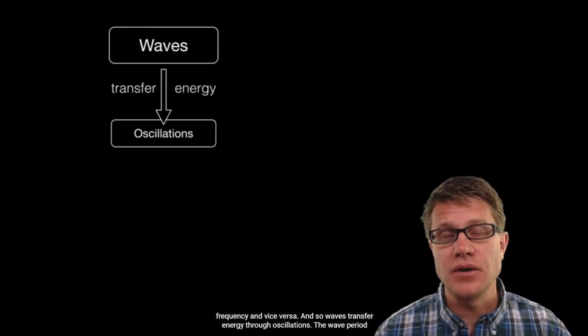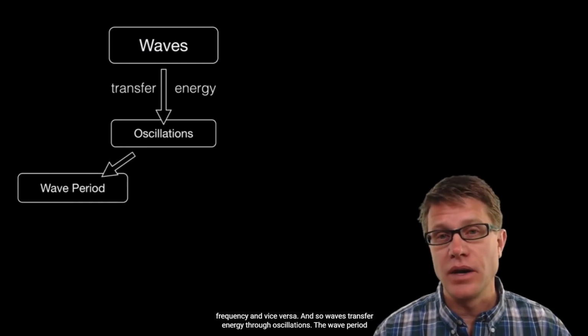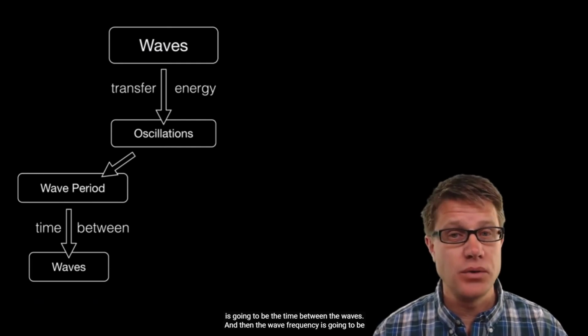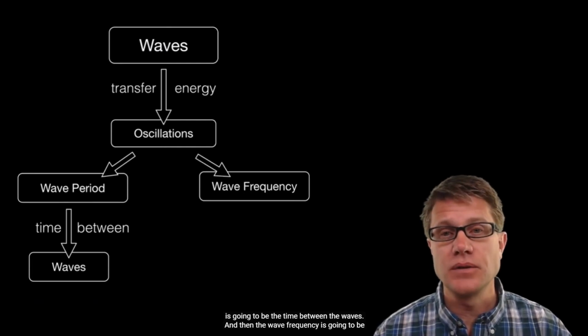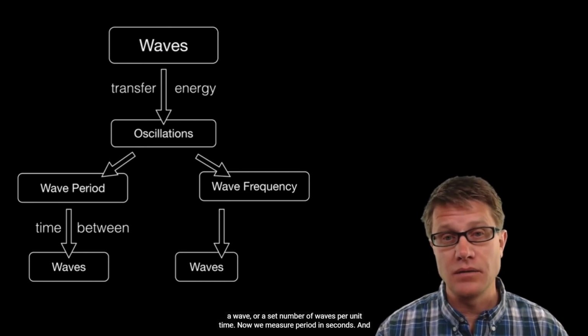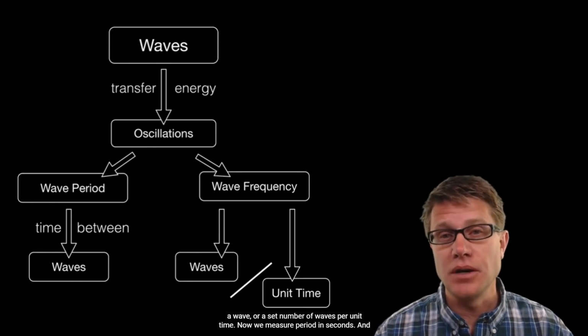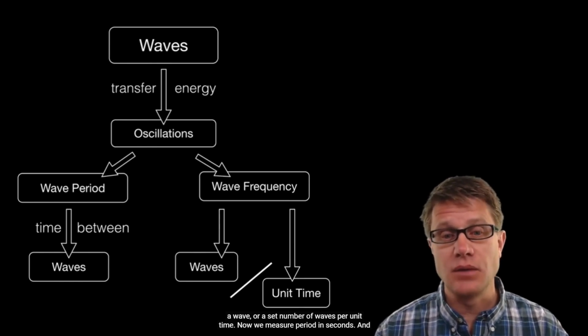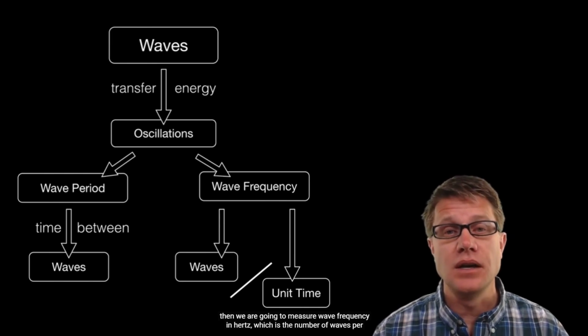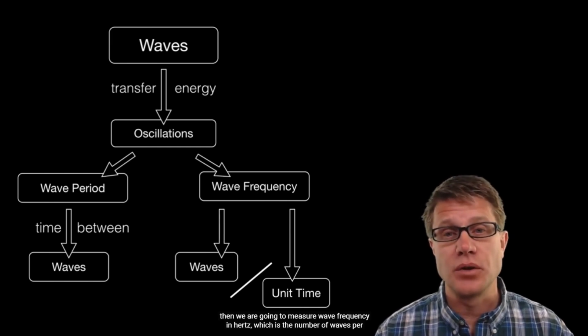Waves transfer energy through oscillations. The wave period is the time between the waves, and the wave frequency is a set number of waves per unit time. We measure period in seconds, and we measure wave frequency in hertz, which is the number of waves per unit time.